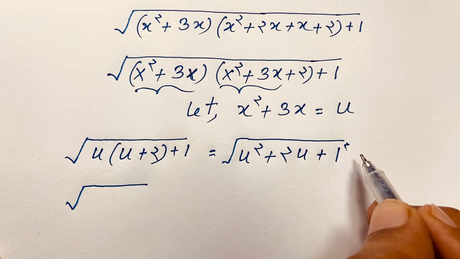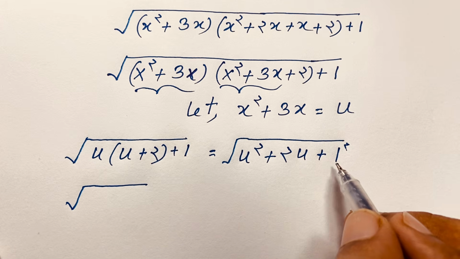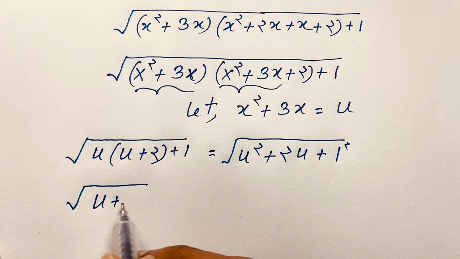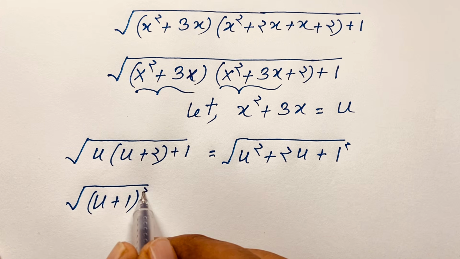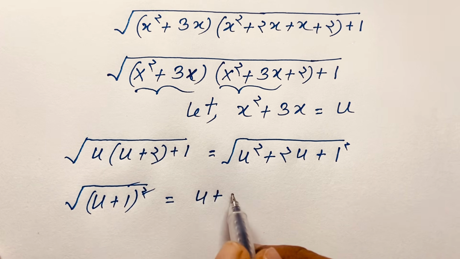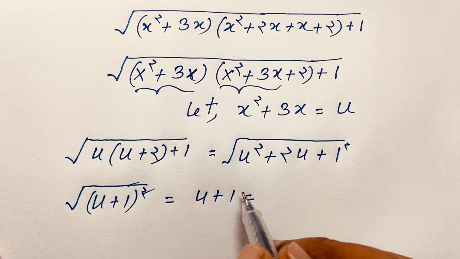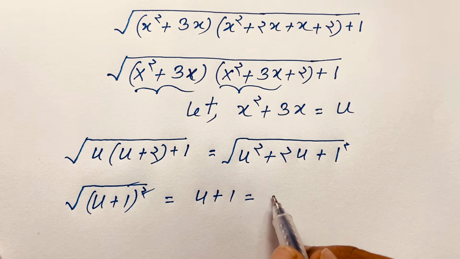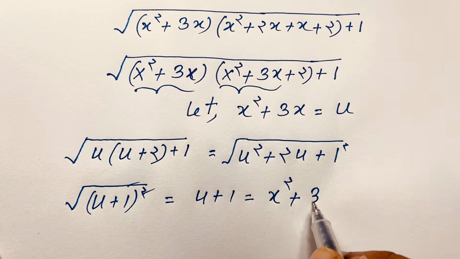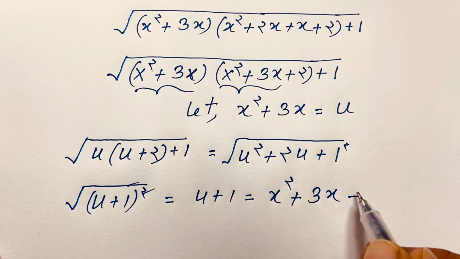So I take here is square. So it will be a square plus 2ab plus b squared, which is a plus b whole square. So this is u plus 1 bracket power is 2. Now the square is cancelled. We find out u plus 1. But remember that u is equal to x squared plus 3x. So I take this below here, which is x squared plus 3x, and this is plus 1.